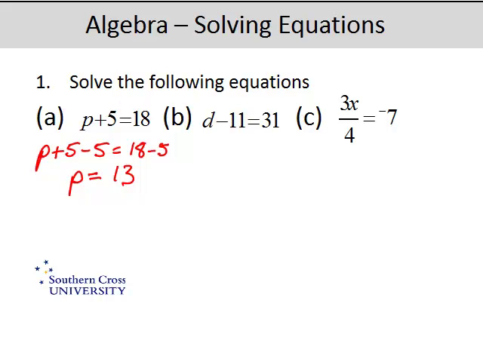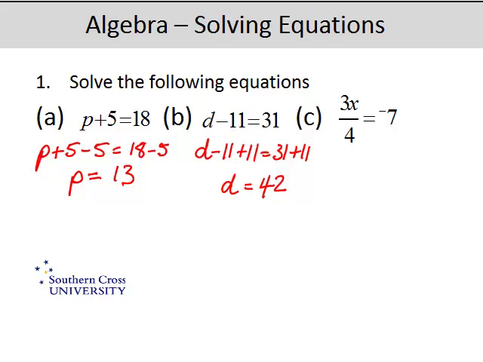And yes, it does. With the next one, it's D take 11. So the opposite of taking 11 is adding 11. And what you do to one side, you do to the other. So that means that D, because the take 11 plus 11 makes them disappear, equals 42. Take your answer, go back to the question, does 42 take 11 equal 31? The answer is yes.